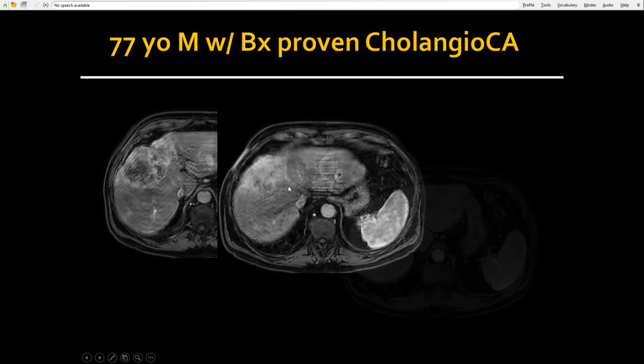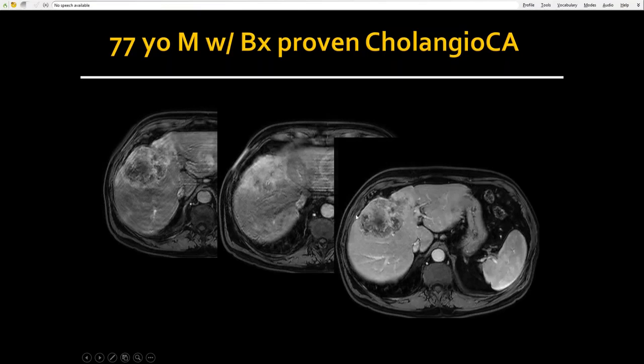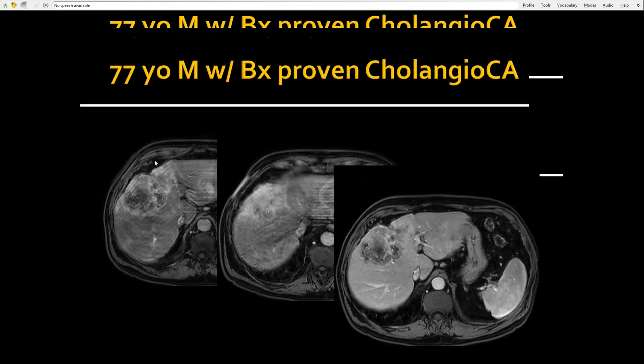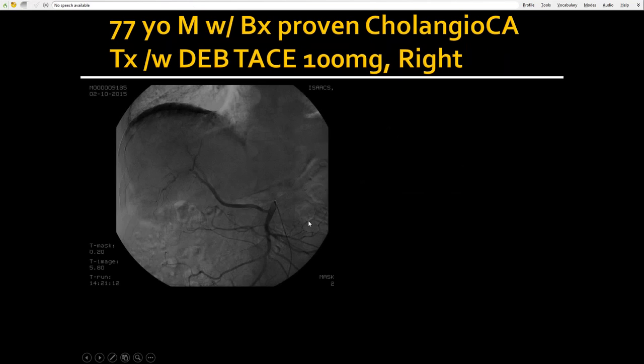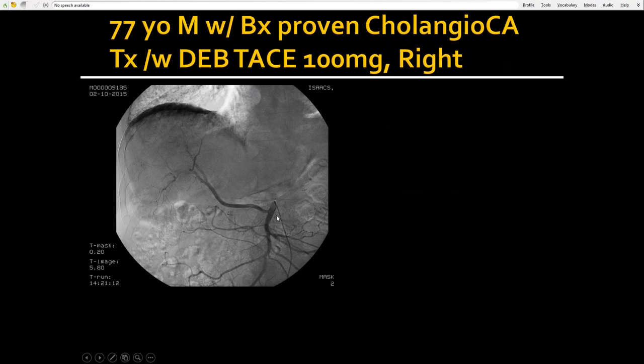Here's his MRI where he's got some motion artifact, but you can see this large heterogeneously enhancing tumor. I went ahead and biopsied this lesion because, again, we weren't sure if it was HCC or cholangio. It came out to be a cholangio. I did my initial angiogram here, and you could see that the patient had a replaced right hepatic artery.